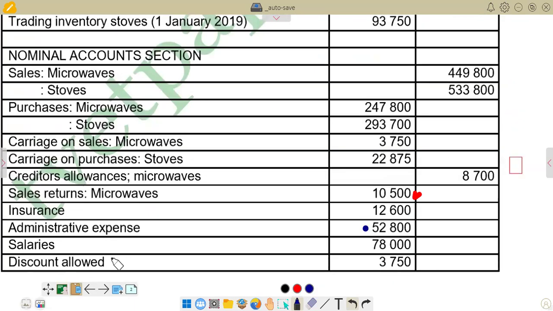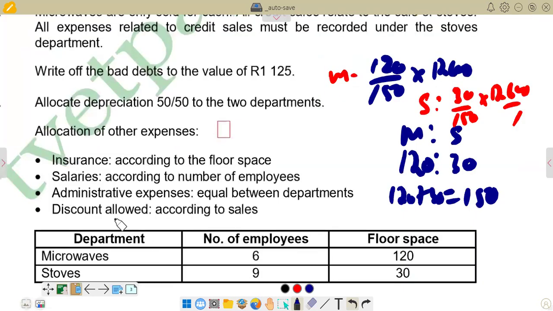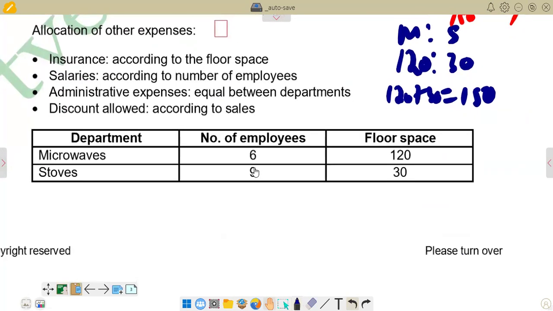After administration, we've got salaries, 78,000. So we check again in terms of allocation of salaries. It's saying according to number of employees. The number of employees given is 6 and 9. So what we are saying is microwaves and stoves, whereby we are saying microwaves over 6 and then stoves over 9.